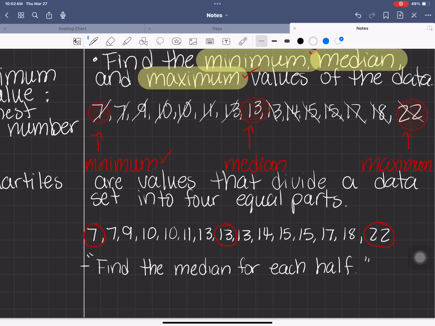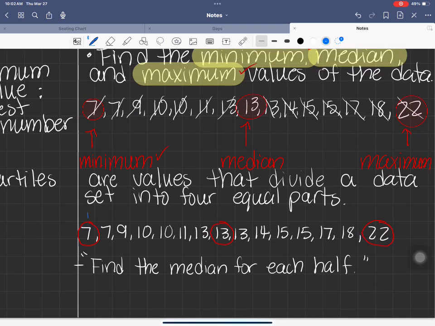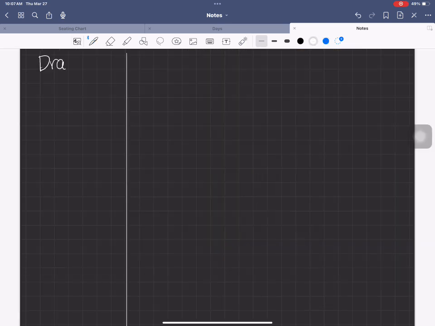And basically, if the question asks you to find the median for each half, that means we're going to take a half of the half of your data set, basically. So here we have 7 and 13. That's one half. Half of that would be 10. 13 and 22 is another half, and the half of that would be 15. Now we're going to write these down. 15 is our third quartile. 10 will be our first quartile. And then 13 is our second quartile. Do you guys see how it's been split into 4 different parts?